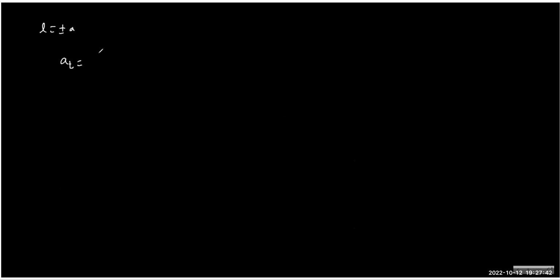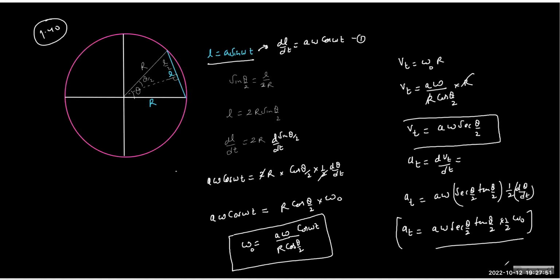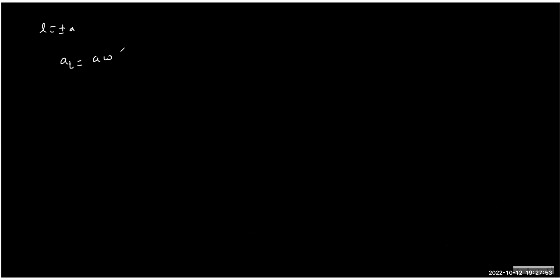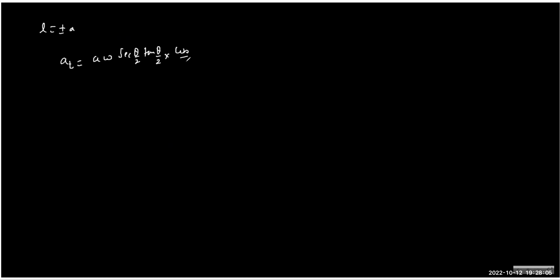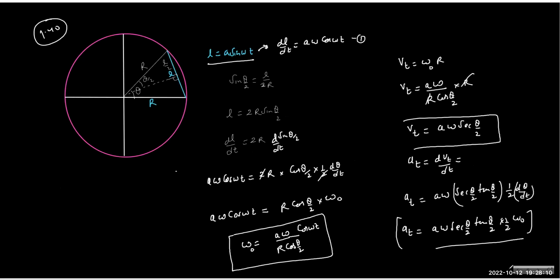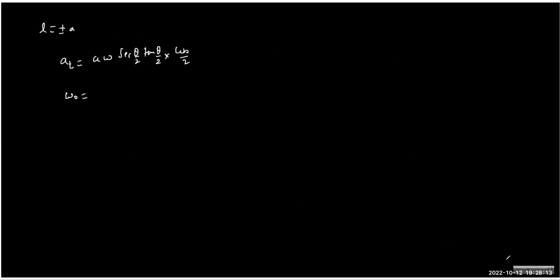Okay, tell me what was the AT? A omega. Okay, please write down. A omega sec theta by 2, tan theta by 2 into omega naught by 2. And what is the omega naught value itself? A omega cos omega t by R cos theta by 2.